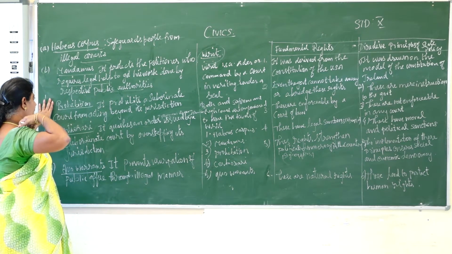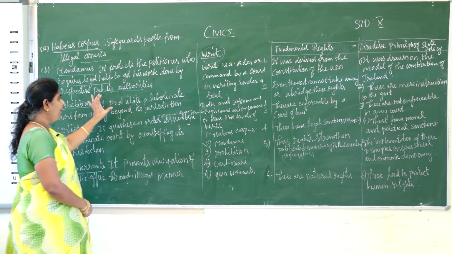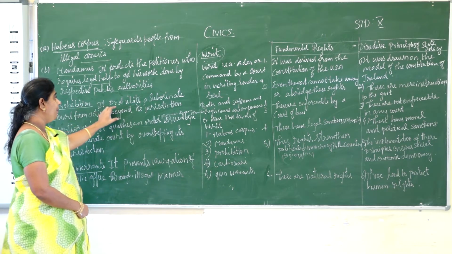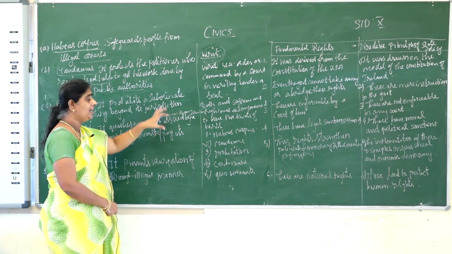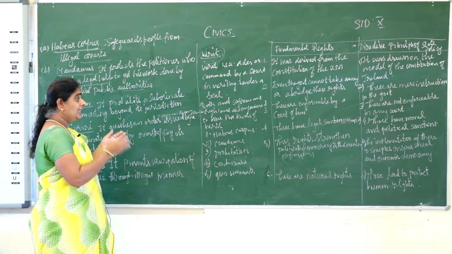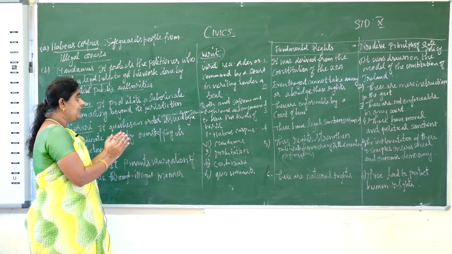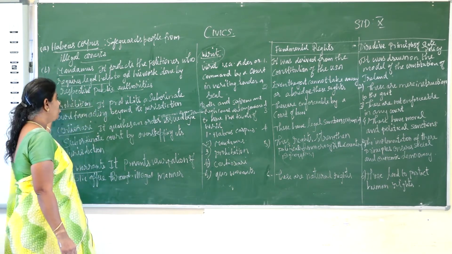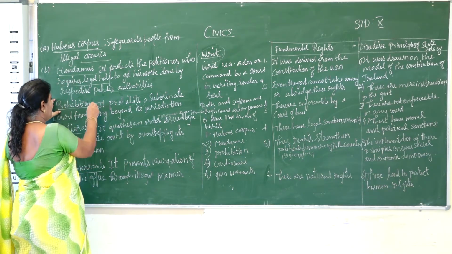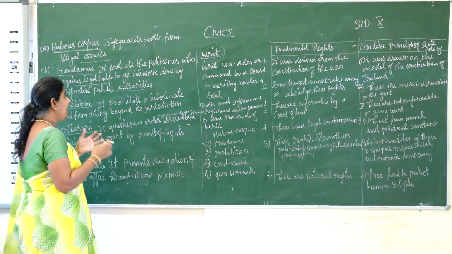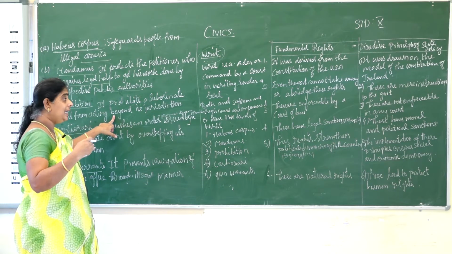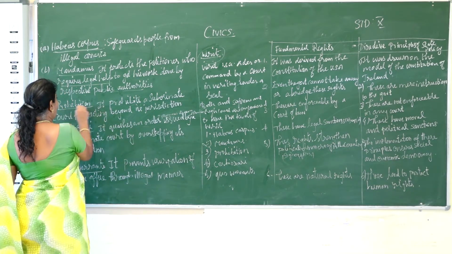Then next is prohibition. It prohibits a subordinate court from acting beyond its jurisdiction. Subordinate courts are protected from going beyond their legal limits by this prohibition writ. This is the prohibition. Subordinate courts should not exceed their legal limits. That is what prohibition is.